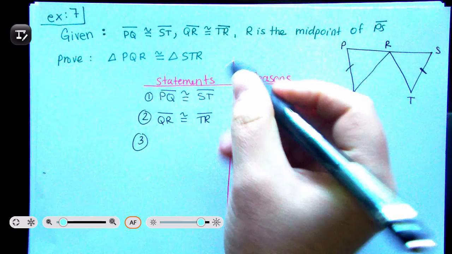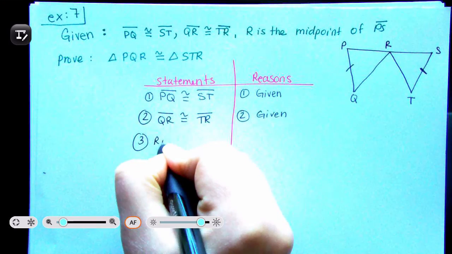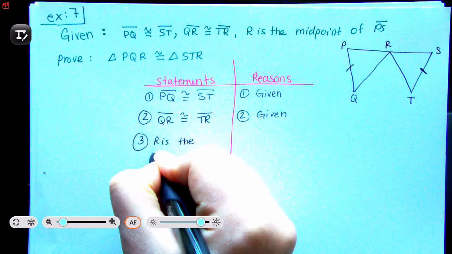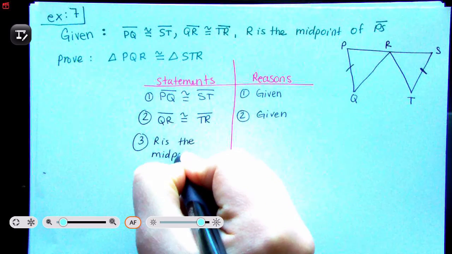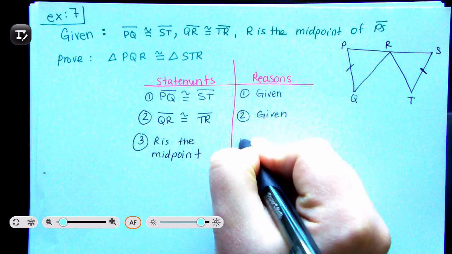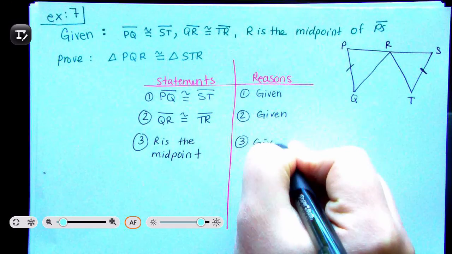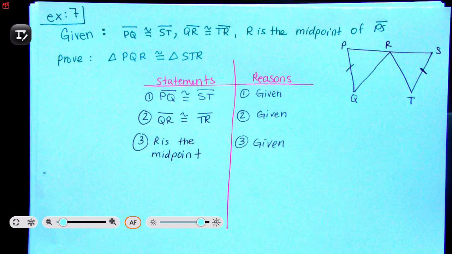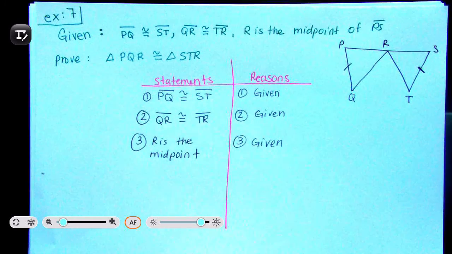Third, what's the third piece of information? R is the midpoint. How do you know that R is the midpoint? Well, they tell us. So you have to write given. So that's all of the information that they give us. Make sure you mark up your triangle.